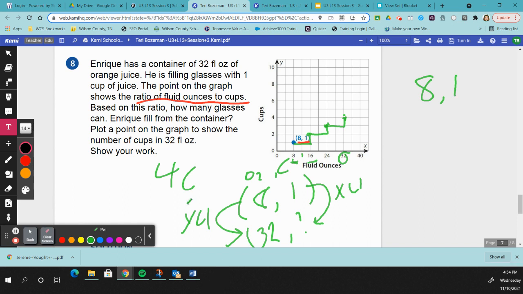So lots of different ways to get to the same answer, but you do need to understand this pattern of how these ratios work. That this first number is your x. You go over that amount and then up your y. Over the amount for x, up the amount for y. Over x, up y. So make sure that you are understanding how to use that coordinate grid, coordinate plane.